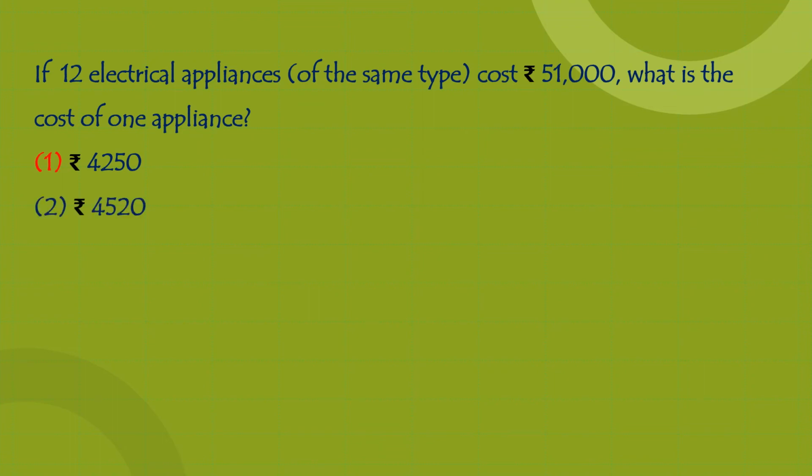So let us see the options: 4250, 4520, 4750 or 4570. If you divide 51,000 by 12, you will get 4250. That is the first alternative.